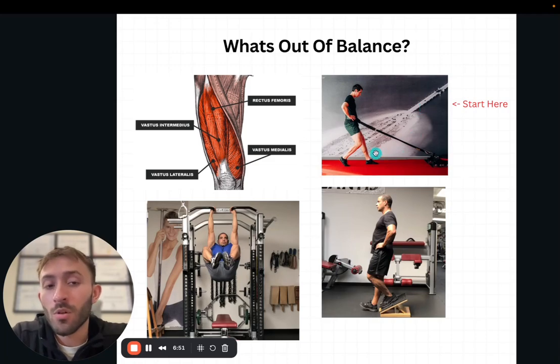This is called a backward sled drag. What it is, is walking backwards with some type of weight attached to you. It can be a sled, it can be chains, it can be a lot of different things, or it can just be nothing at all, just your body weight walking backwards. But by walking backwards, you're going to focus on that top range knee extension, which is going to target the vastus medialis. And we know what we talked about before, that this muscle is responsible for knee tracking.